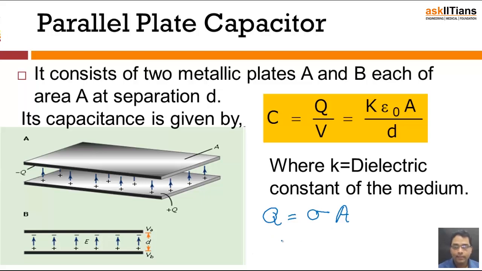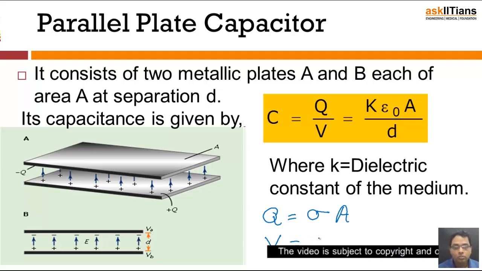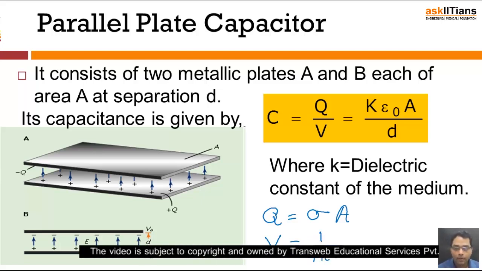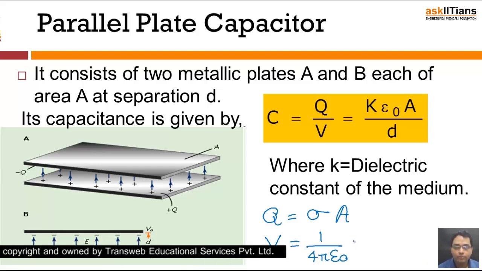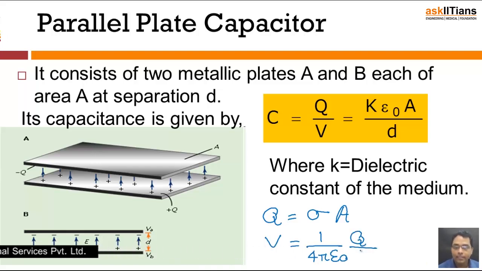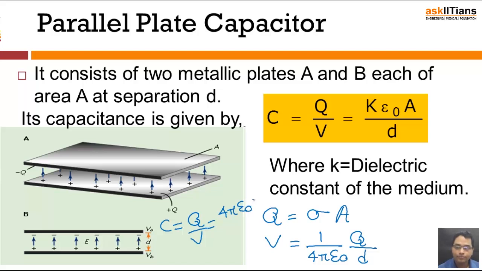Further, you know that the potential difference between these two plates is going to be dependent on the charge itself. So that is going to be given by 1 over 4 pi epsilon naught into the charge divided by the distance between the two plates. So if I say d is the distance between the two plates, correct? So using this, if I want to find out C, C will be equal to Q over V. So if we find this out, what will we get? We'll get 4 pi epsilon naught into d.